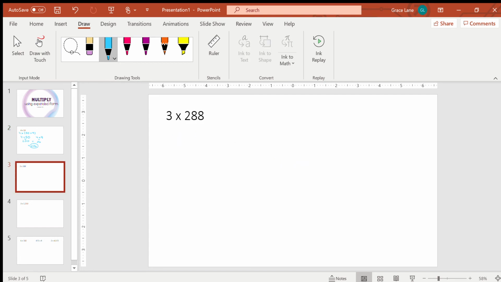Now we have a 3-digit number. This says 3 times 288. So if we break up 288 using expanded form, we get 200, the first 8 in the tens place stands for 80, and then plus an additional 8. We're multiplying by 3. So the distributive property says you can take each of these values times 3, then you'll get the same final product when you add all the products together.